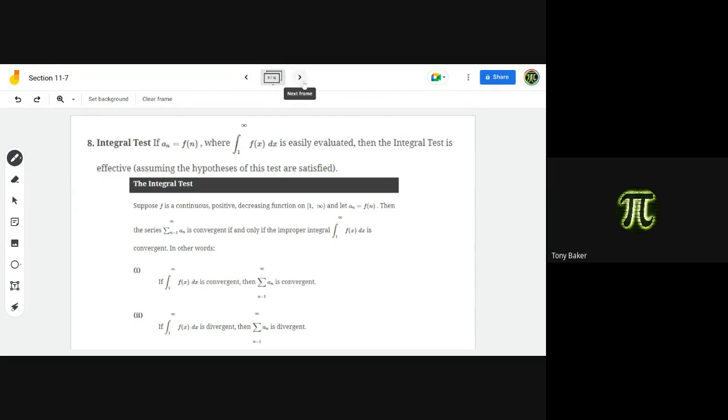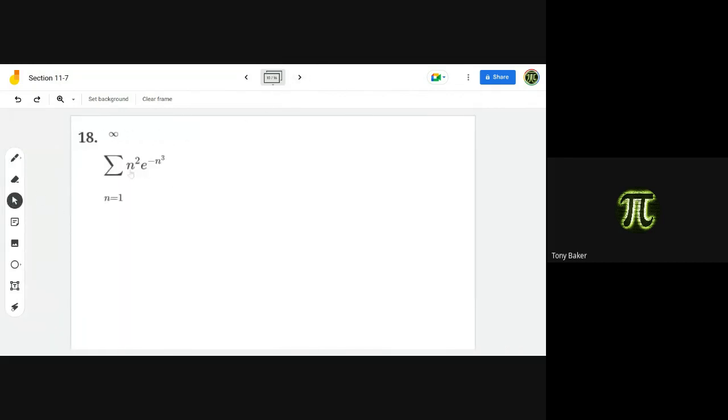All right, let's look at the problems I pulled out. Let's look at this one first. Take a couple minutes, look at it, and figure out which test you would like to use for this one.